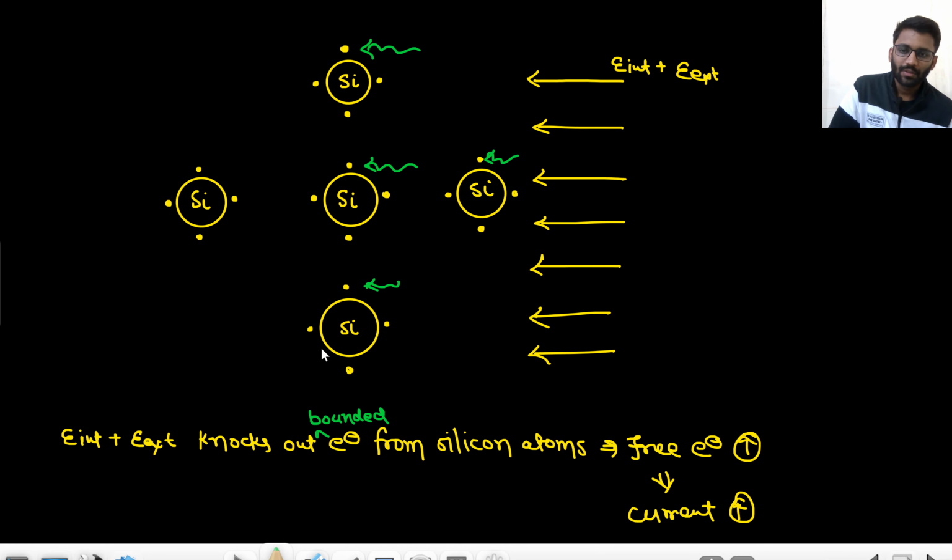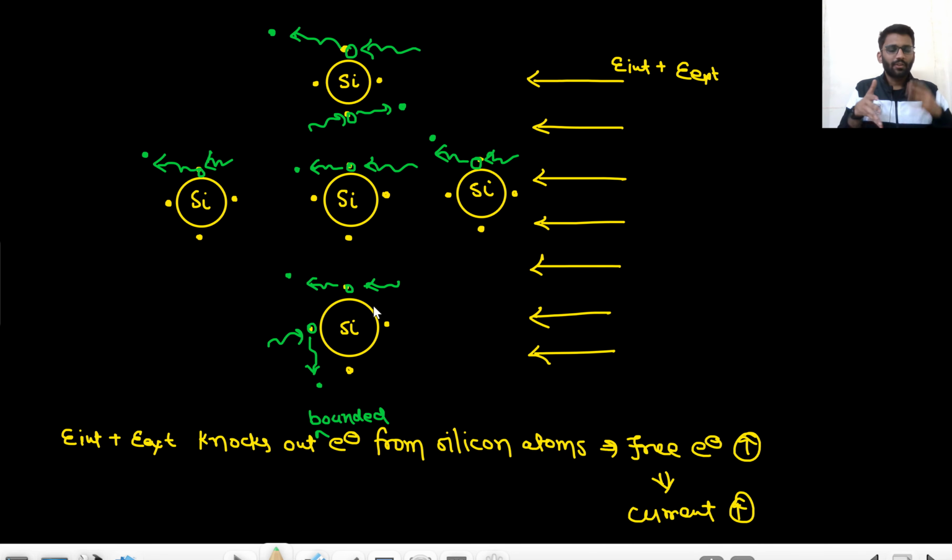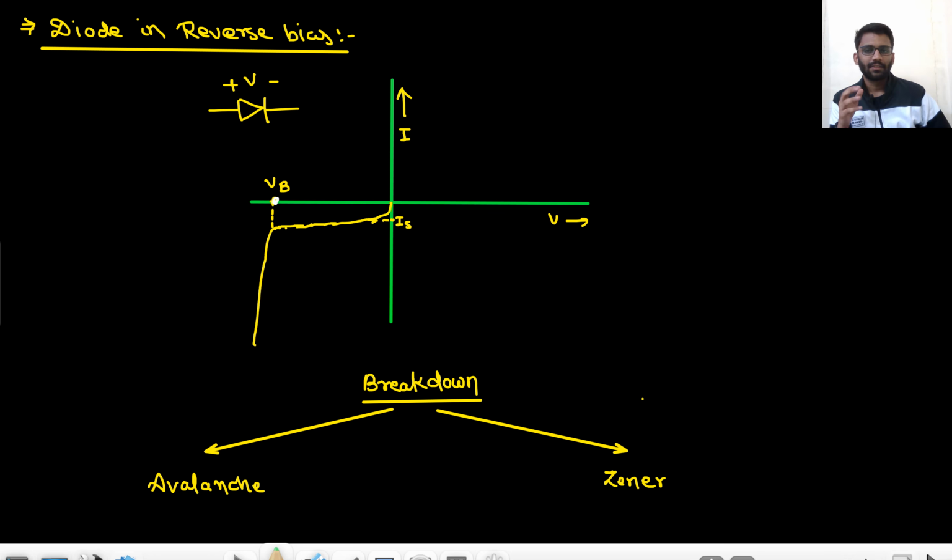This will be knocked out, or this may also be knocked out. So many of the electrons can be knocked out. Okay, so this will create an electron and this will create a hole. In this way, a hole is created and an electron is there. A hole is created and an electron is there. So in this way, there will be a lot of electrons, and because of that, there will be high current flowing. Okay, that means this breakdown region will be reached.